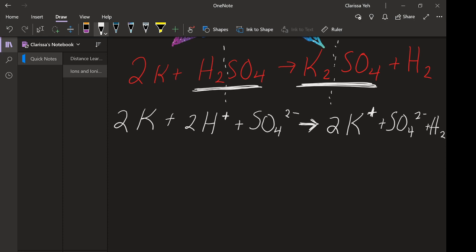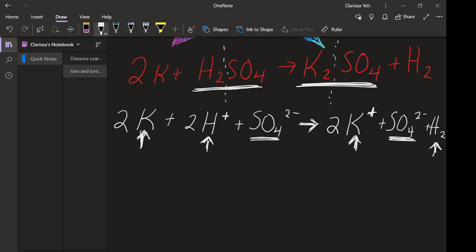Then once again, I'm going to check and see if there's anything I could cancel out from either side. I noticed that my SO4s match on both sides. The reason why I'm not canceling out my potassium, my K, is because on my left side, it's just K, on my right side, it's K+. Same thing with the hydrogen. On my left side, it's H+, on my right side, it's H2. So even though they're similar, they're not exactly the same. I can only cancel things out that are exactly the same.